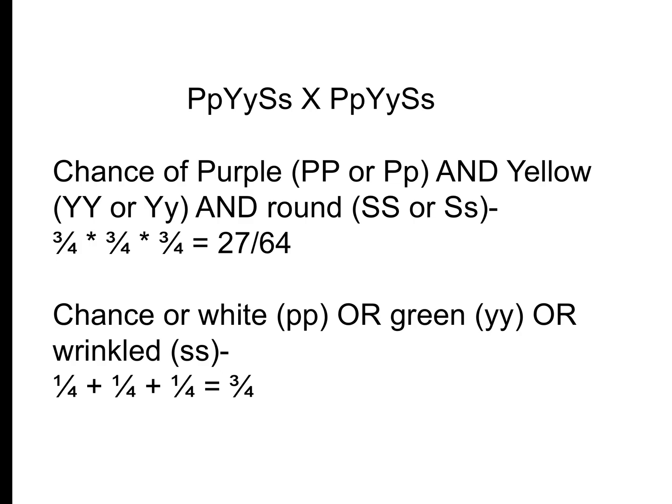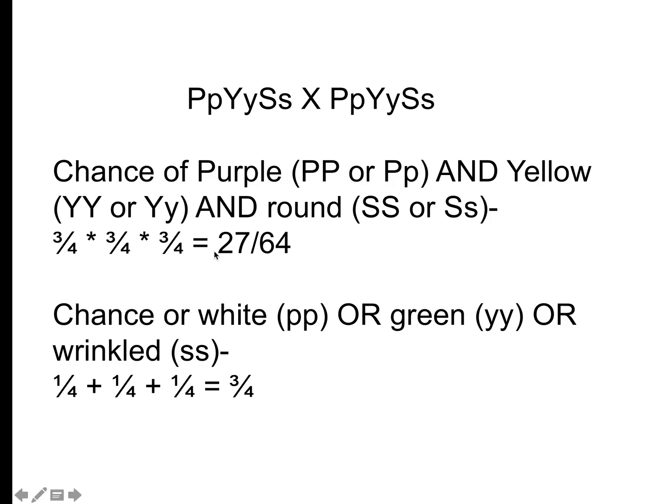So if I want to know what's the chance that they are purple and at the same time yellow and at the same time round, so there's ands in there, I would multiply 3 out of 4 times 3 out of 4 times 3 out of 4, or 27 out of 64. 27 out of 64 of those plants will have purple, yellow, round seeds by what is predicted by probability. Okay? And if I drew out a Punnett square with 64 squares in it, 27 of those squares would be purple, yellow, and round. Okay?